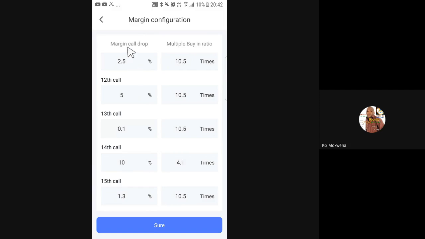So it means the price has dropped. The price has dropped by 50%, and you will want to buy more of it. And then how are you going to do that? You will increase your multiple buy-in ratio so that you multiply your money according to your first buy-in amount, so that you can buy 2 bags instead of 1.